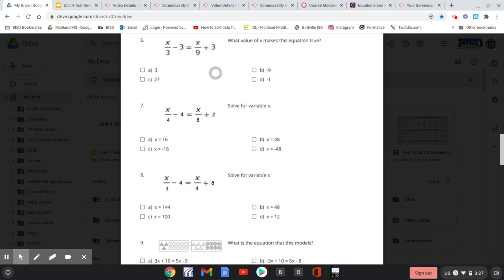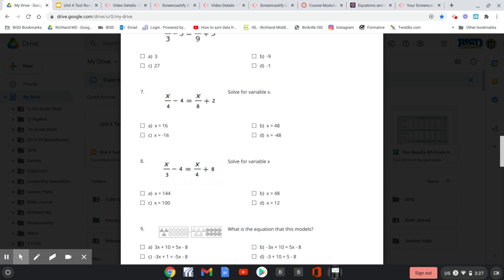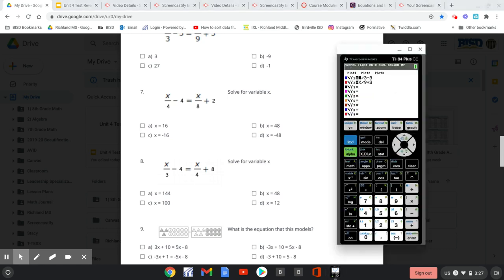Let's do number 7. Let's go up here, bring that up. Number 7. I'm going to hit y equals. I'm going to put in x divided by 4 minus 4. I'm going to hit enter, and I have x divided by 8 plus 2. I'm going to hit second trace 5. There's my lines. I'm going to hit enter, enter, enter.